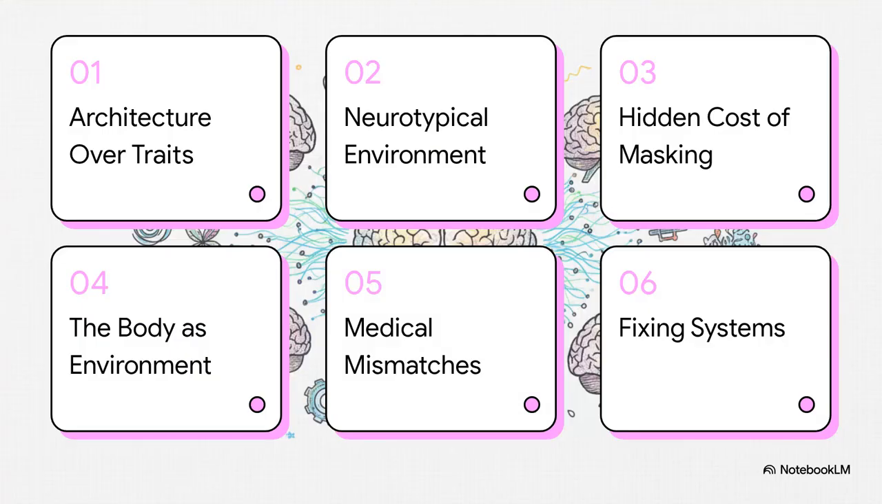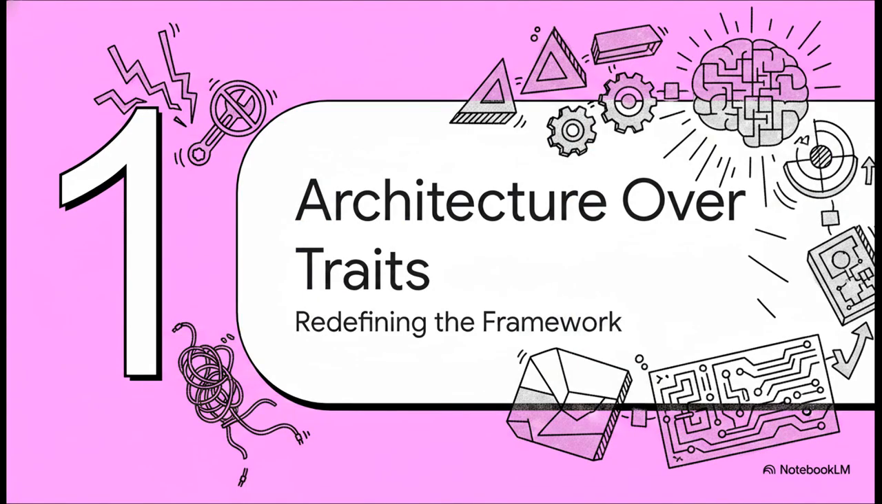Here's our roadmap for today. We're going to cover architecture over traits, the neurotypical environment, the hidden cost of masking, the body as environment, medical and biological mismatches, and finally, fixing systems, not people. All right, Section 1, Architecture over Traits.